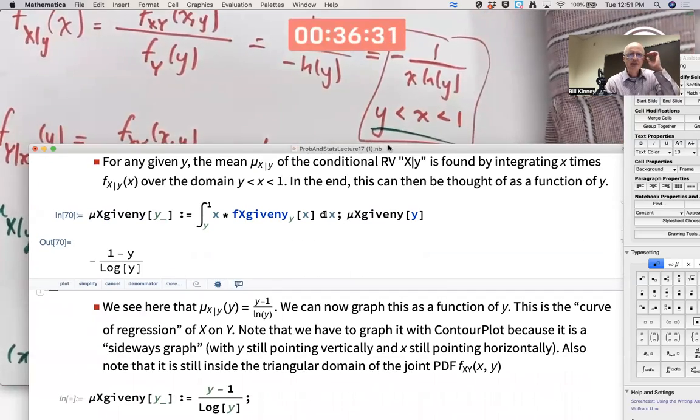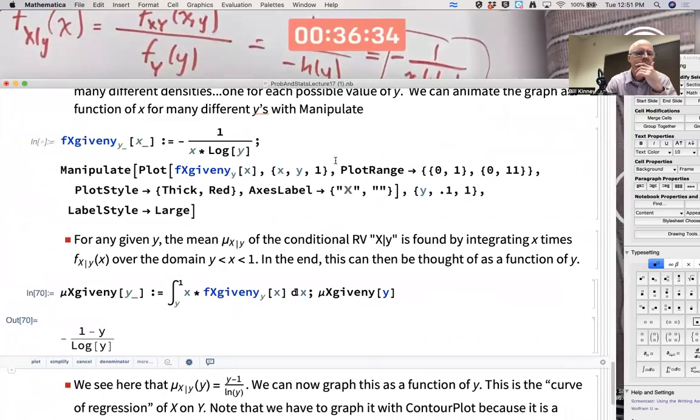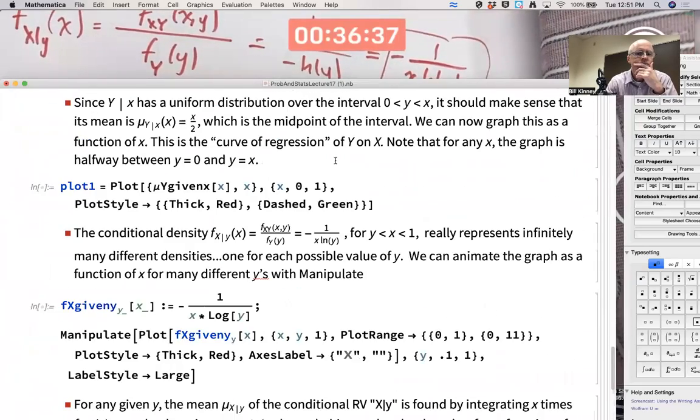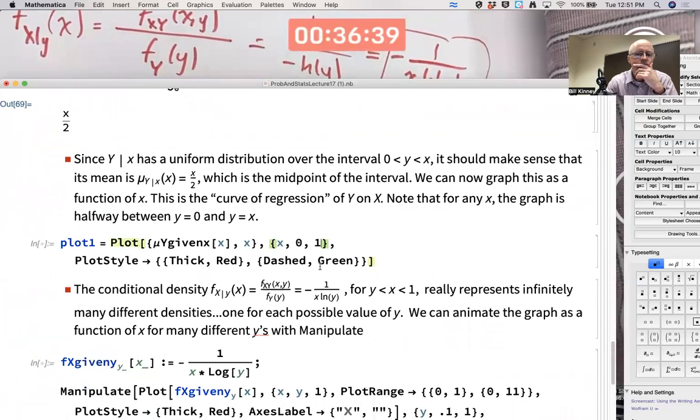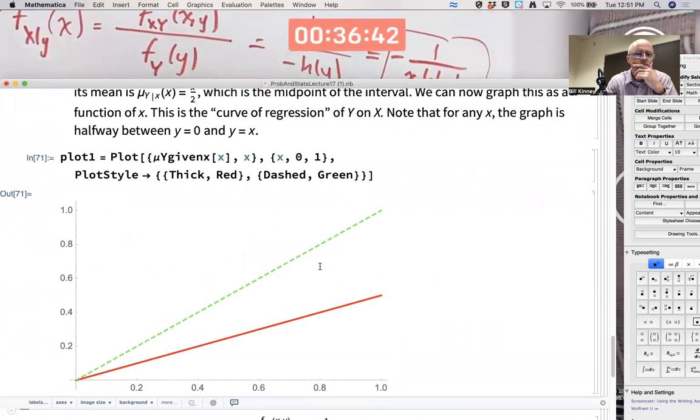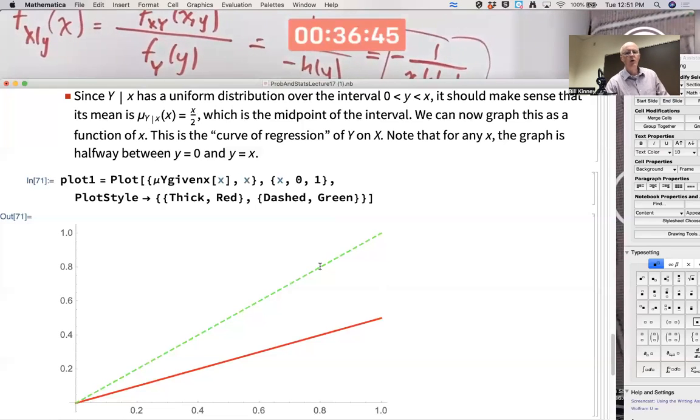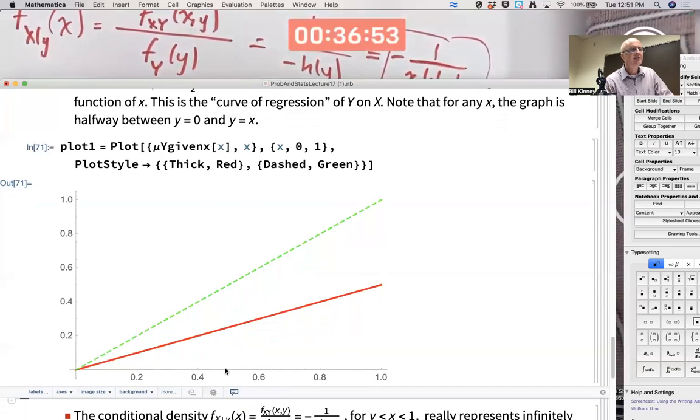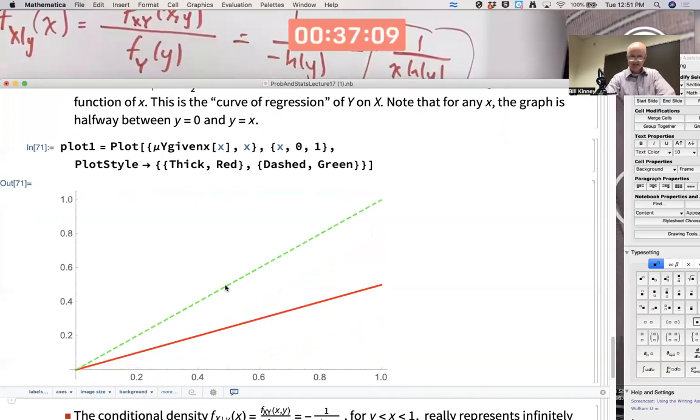Is it possible to think about these curves of regression intuitively? There's the curve of regression of y given x. The green dashed line is the top of the domain. This red line is the curve of regression of y given x. For any given x value, it's telling you the mean of the corresponding y values, which is halfway between 0 and x. Halfway between 0 and x. Does that make sense?